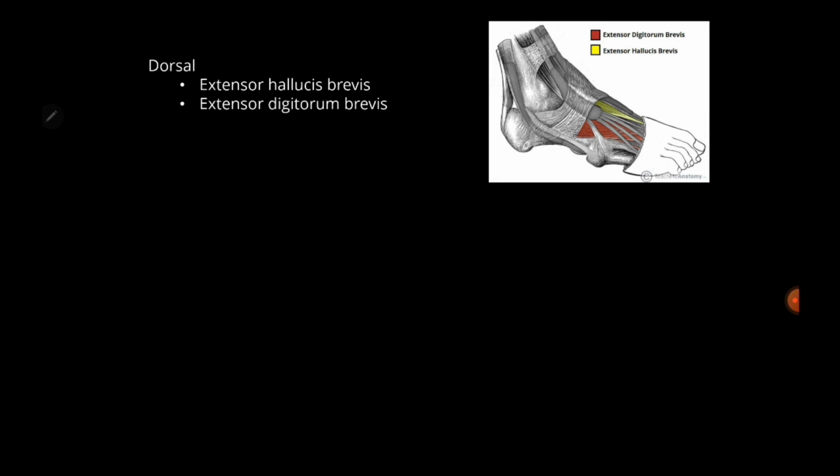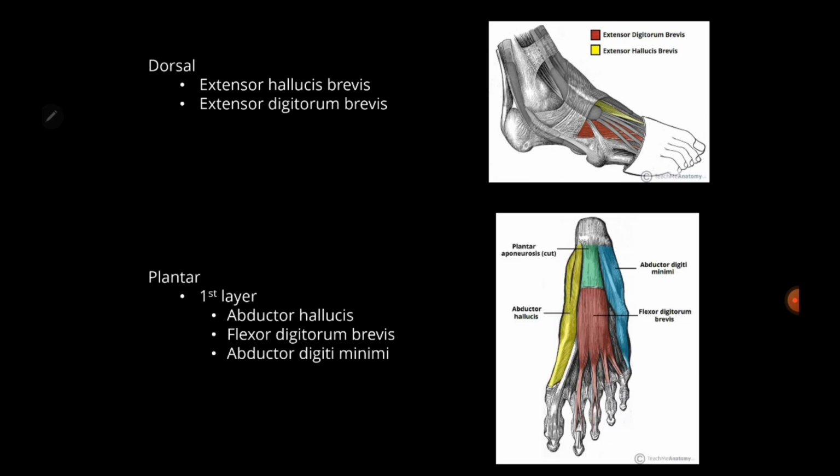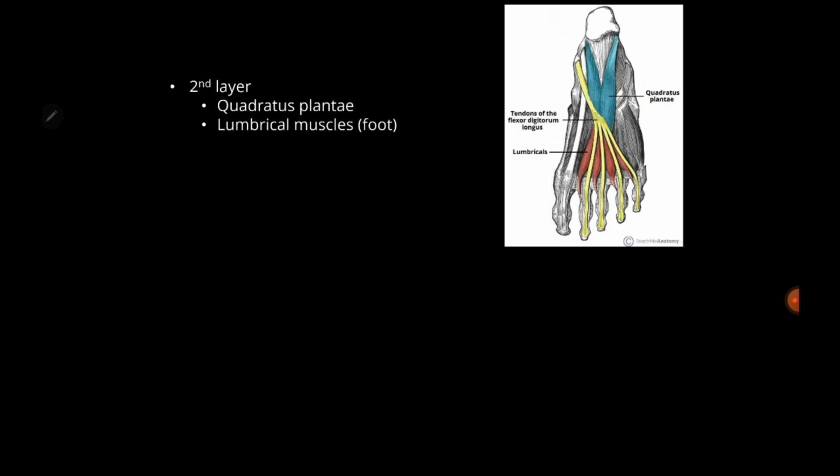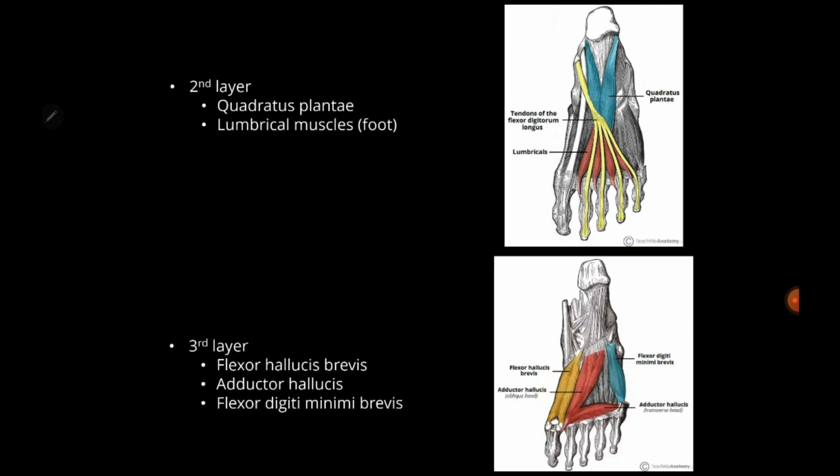Now let's see the muscles of the foot. So on dorsal aspect we have extensor hallucis brevis and extensor digitorum brevis, whereas on plantar aspect we have 4 layers of muscle groups. So the first layer contains abductor hallucis, flexor digitorum brevis and abductor digiti minimi, whereas the second layer contains quadratus plantae and lumbrical muscles. The third layer contains flexor hallucis brevis, adductor hallucis and flexor digiti minimi brevis.